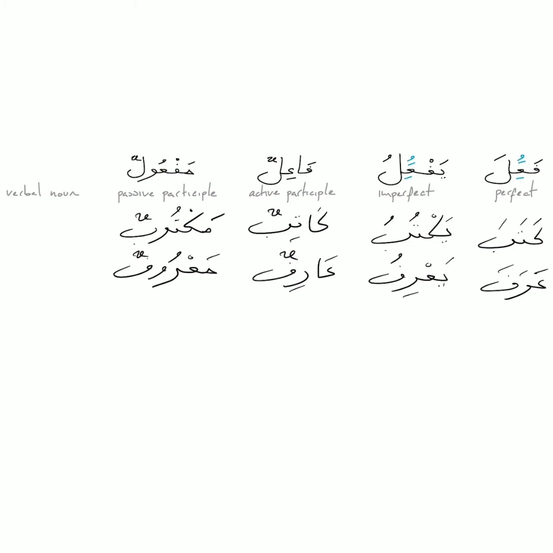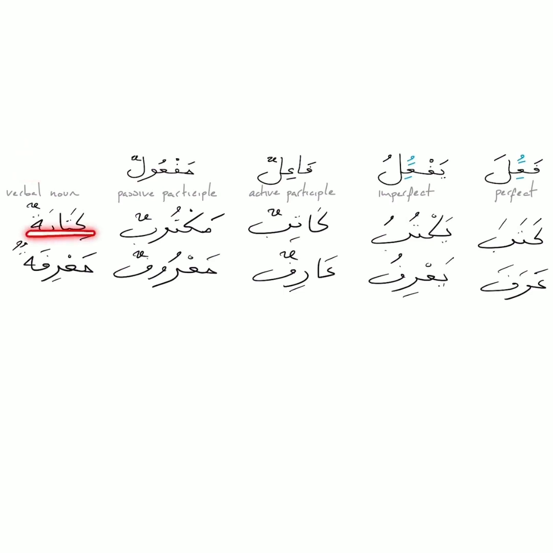So the masdar of kataba would be writing, yeah, the concept of writing. The masdar of arafa would be the concept of knowing. For example, the masdar of kataba would be kitabatun, whereas the masdar of arafa is ma'rifatun. Yeah? You see how they don't fall into the same pattern? They don't rhyme in that exact same way, which is why I left the verbal noun blank, yeah?